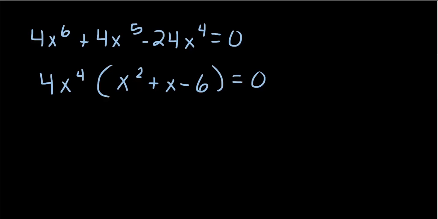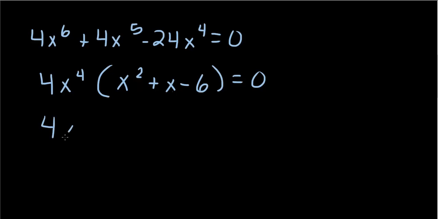Why? Because 4x to the 4th times x squared is 4x to the 6th. 4x to the 4th times x is 4x to the 5th. And 4x to the 4th times negative 6 is negative 24x to the 4th. Again, that is a way that you can verify. Now we're going to factor this trinomial.